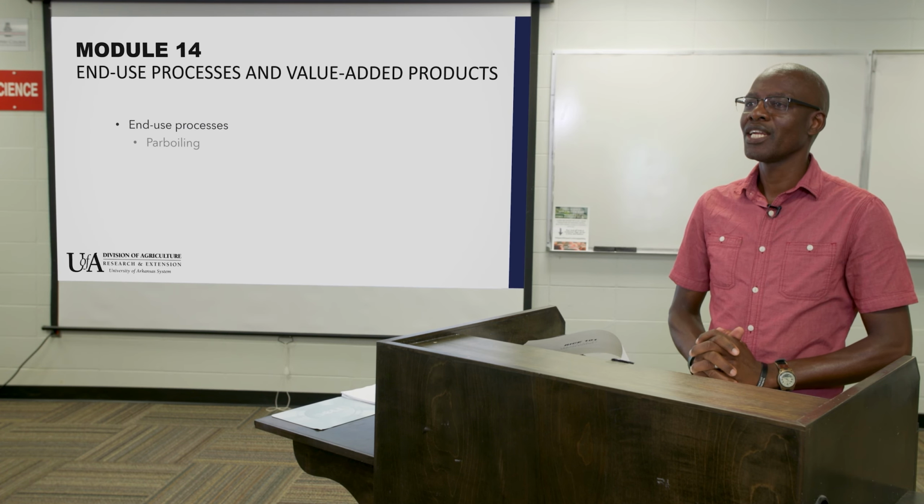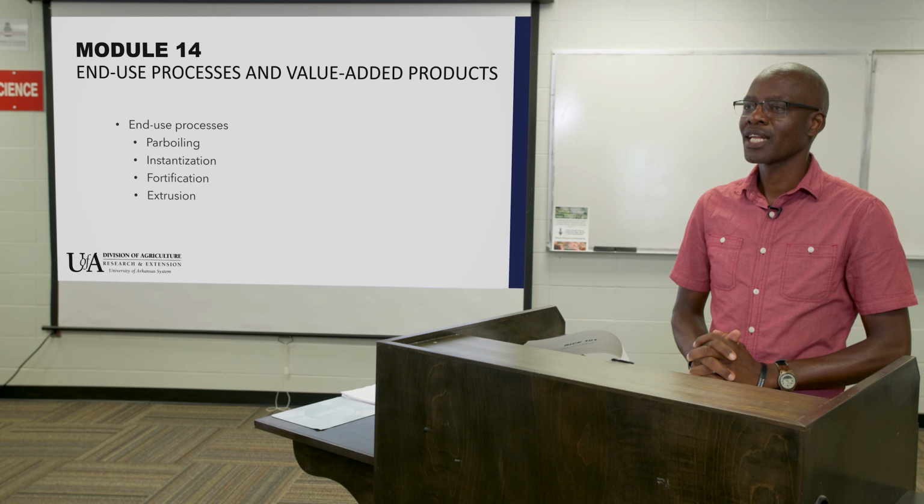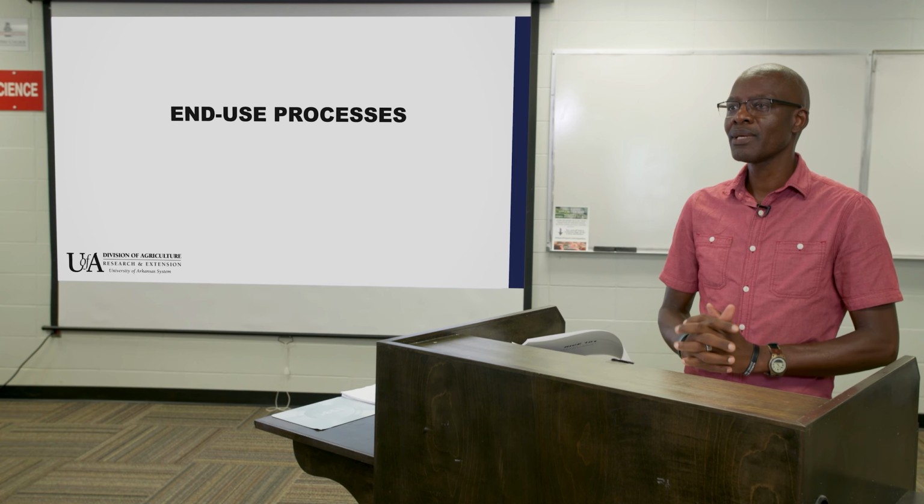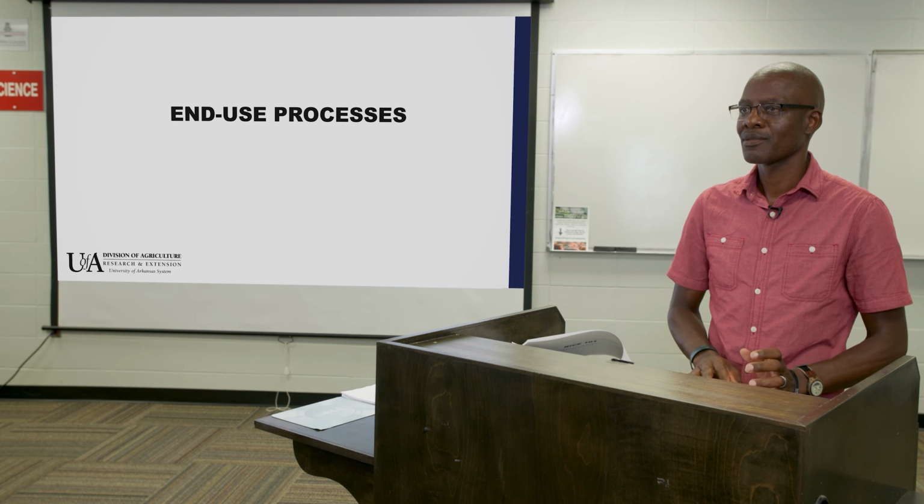In this module number 14, we are going to look at end-use processes for rice, and then we're also going to look at some value-added products that come from processing rice. From an end-use processing standpoint, we are going to cover some basic end-use processes, starting with parboiling, instantization, fortification, and then we're going to look at extrusion. And then after that, we're going to discuss some of the value-added products from rice and rice processing byproducts. So let's begin with end-use processes.